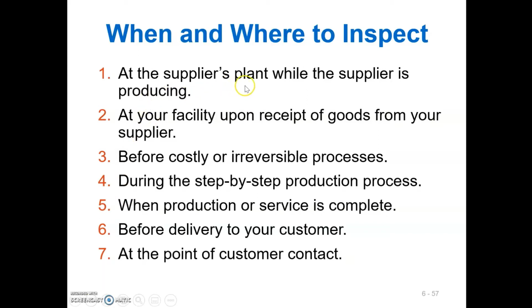First, at the supplier's plant while the supplier is producing. Second, at your facility upon receipt of goods from your supplier. Third, before costly or irreversible processes. Fourth, during the step-by-step production process. Fifth, when production or service is complete. Sixth, before delivery to your customer. And seventh, at the point of customer contact.